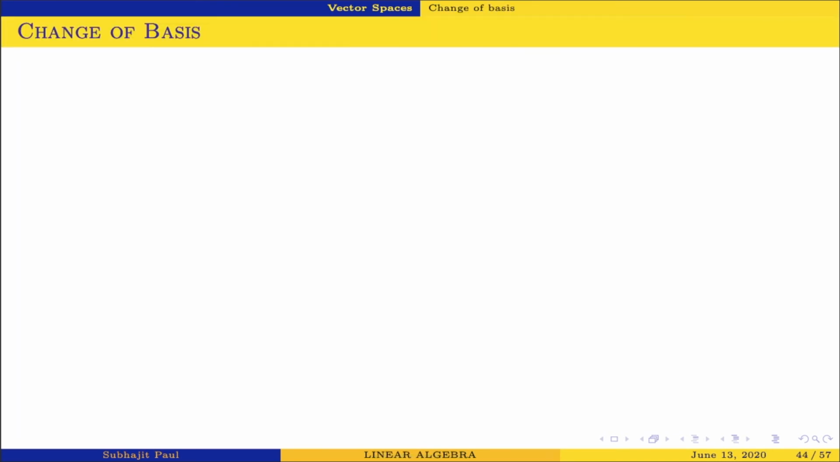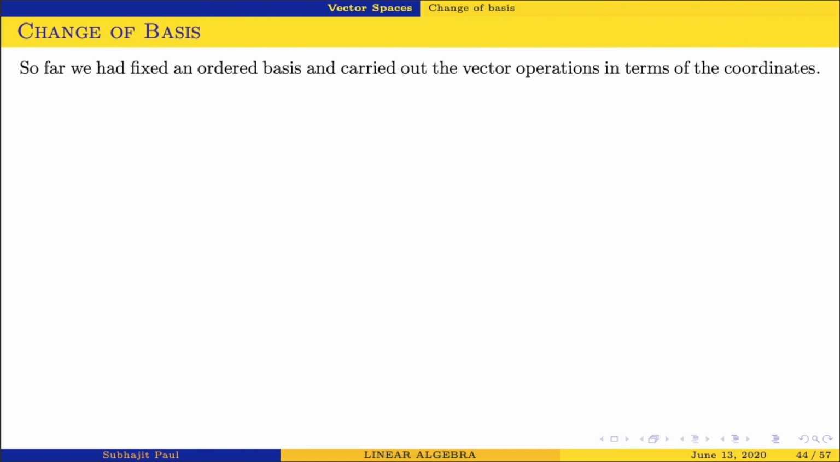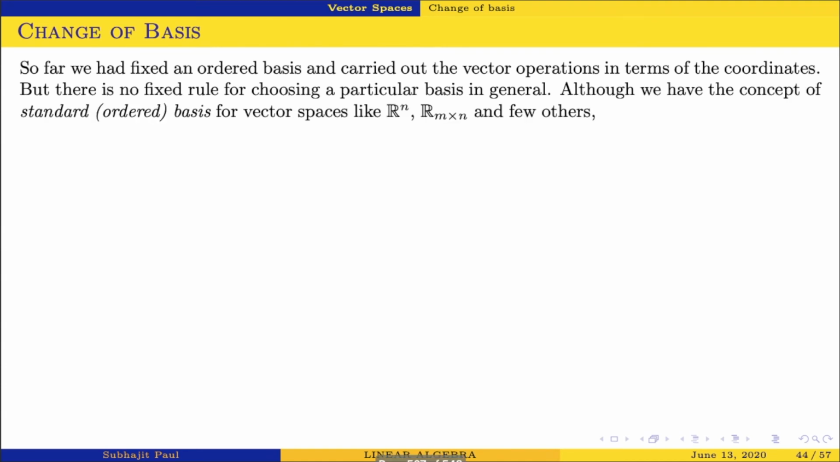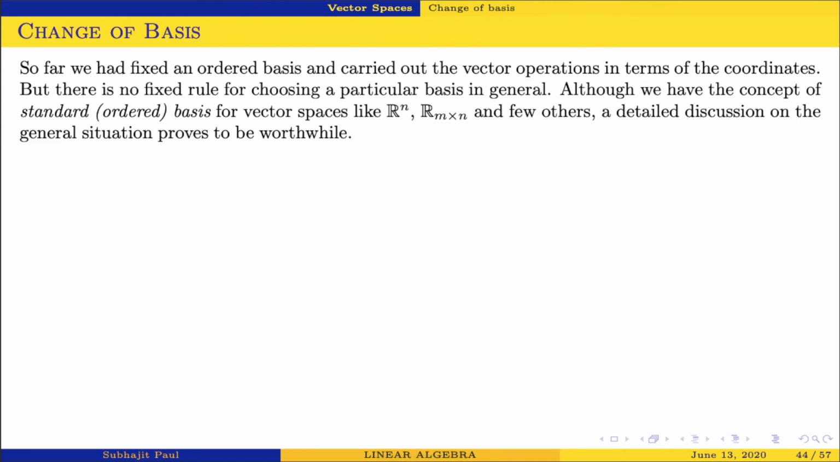So far we had fixed an ordered basis and carried out our vector operations in terms of the coordinates. But there is no fixed rule for choosing a particular basis in general. Although we have the concept of standard ordered basis for vector spaces like R^n, R, M cross n, and a few others, a detailed discussion on the general situation proves to be worthwhile.